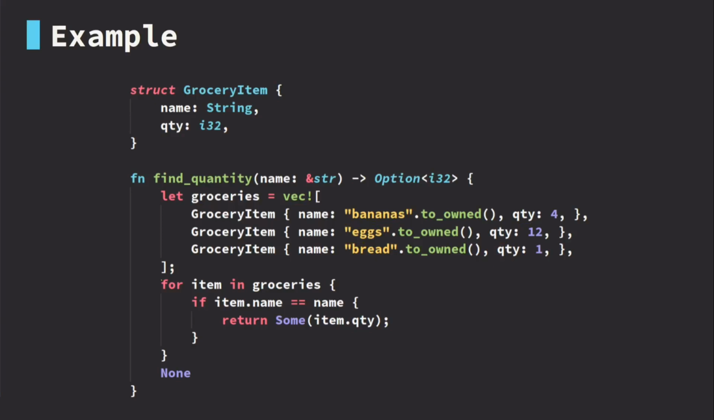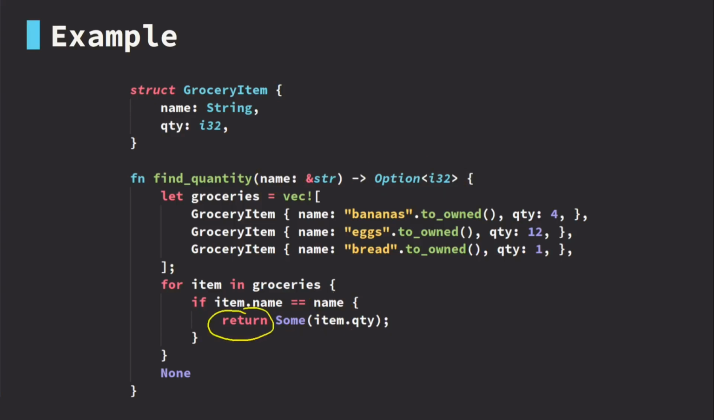What we do in the function, we then check for a specific item as indicated by the name. We do so using the for loop, so for each item in the groceries, if the name of the item is equal to the name that we provided here in the function, then we're going to return some data. So this would be optional data, and it's returned as an i32. Since we have an i32 as the function signature return value.